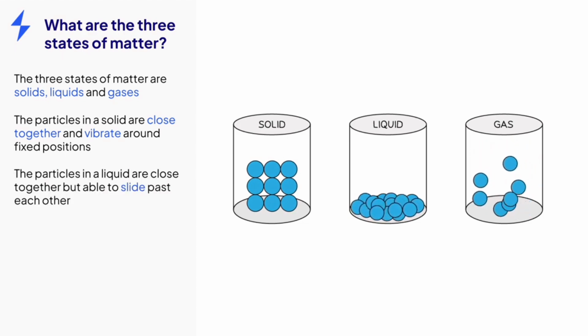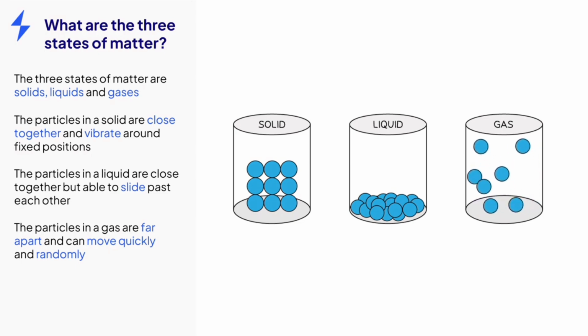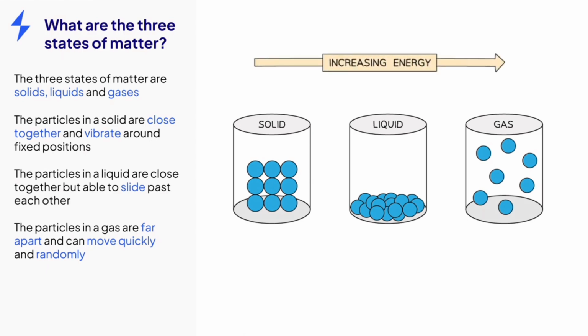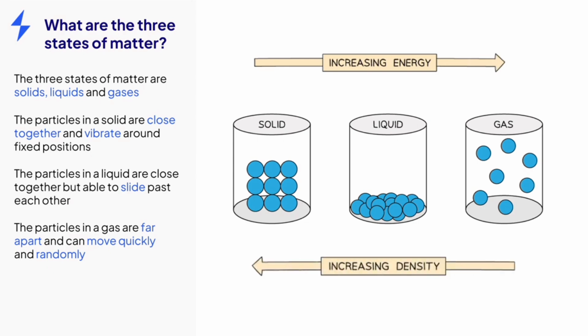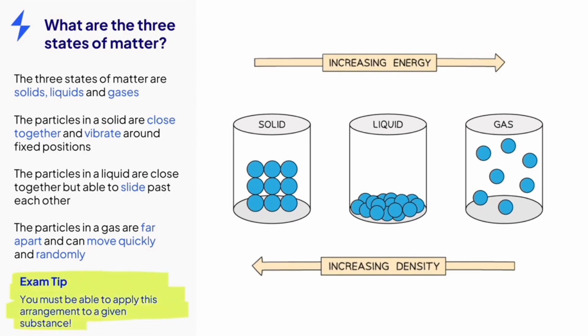The particles in a gas have very weak forces of attraction between them, so the particles can move randomly and quickly in all directions. As we can see, the energy of the particles increases going from a solid to a liquid to a gas. The opposite is true for density, which will decrease going from a solid to a liquid to a gas. Make sure you can apply this arrangement to any given substance in an exam.